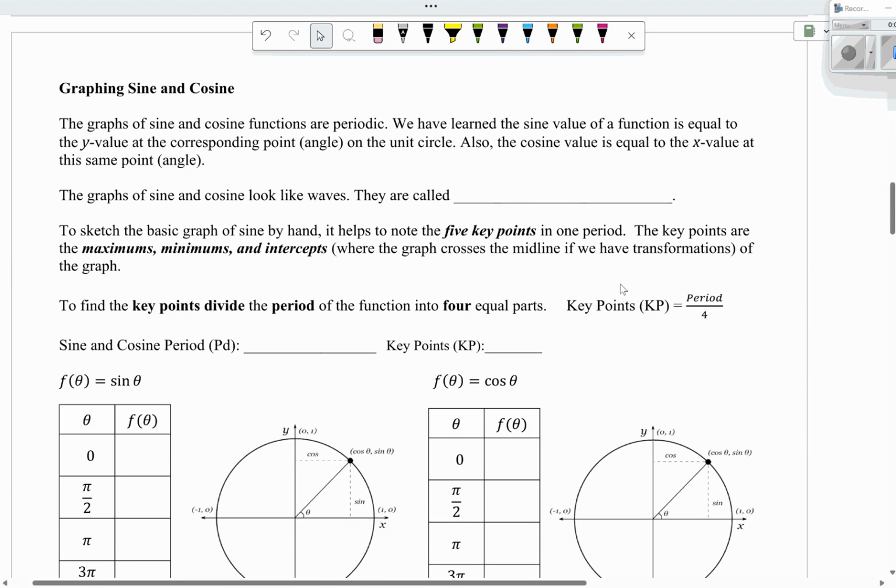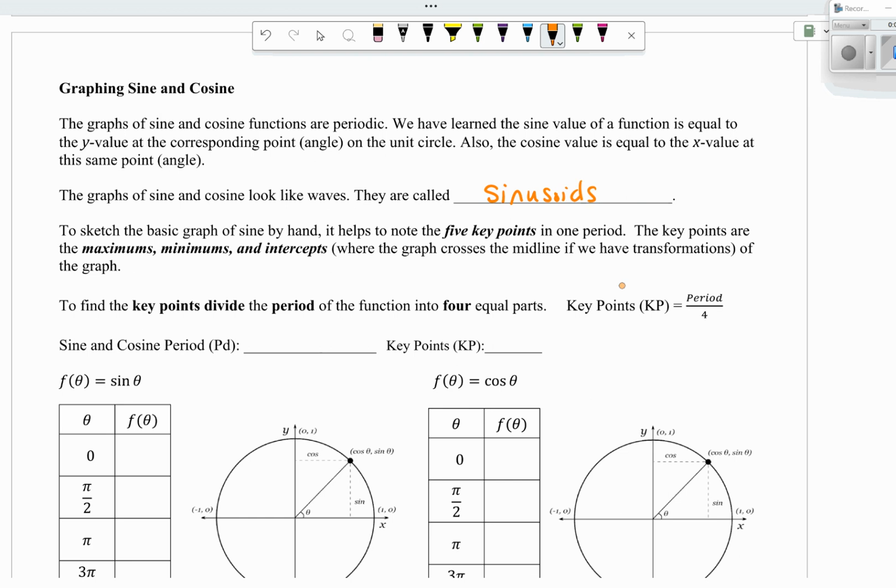Now we're going to talk about graphing sine and cosine, which again we did last year. So this should be a review of what you learned last year. The graphs of sine and cosine functions are periodic. We have learned that the sine value of a function is equal to the y value at the corresponding point or angle in the unit circle. Also, the cosine value is equal to the x value at the same point or angle. The graphs of sine and cosine look like waves, and they're called sinusoids.